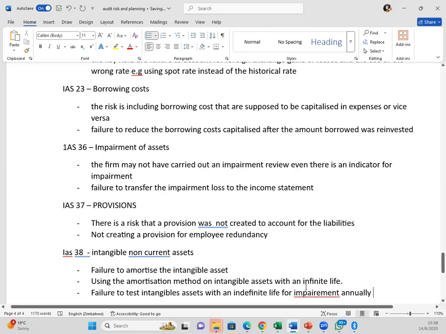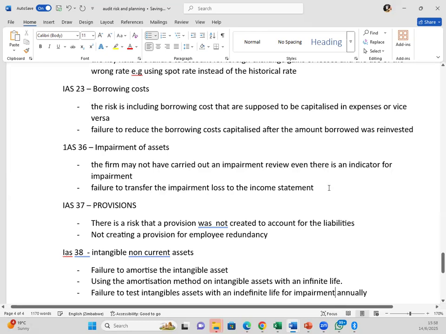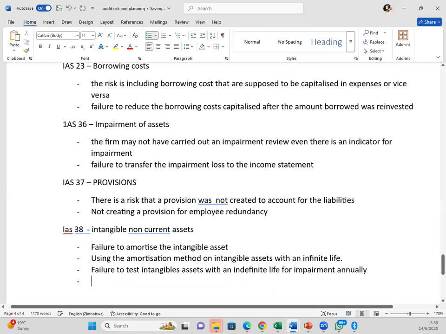So we can be told that for the intangible assets, there is a license that we receive, and we are going to be using this for a very long period of time, and the time period has not been defined. So that intangible non-current asset, we should test it for impairment annually.